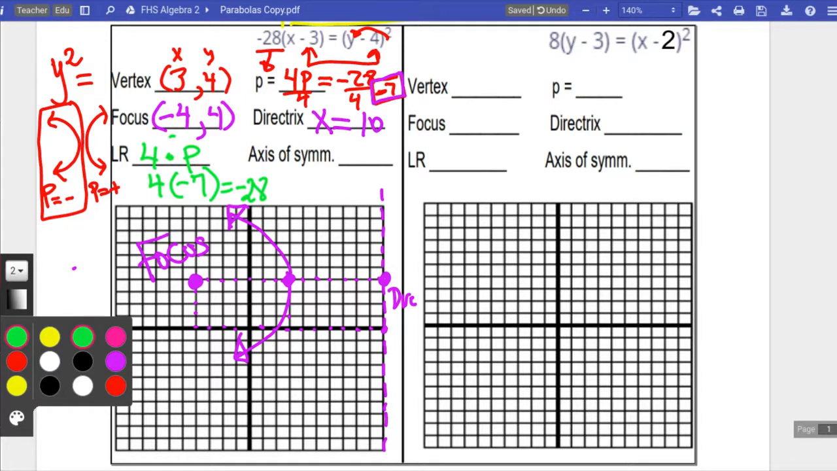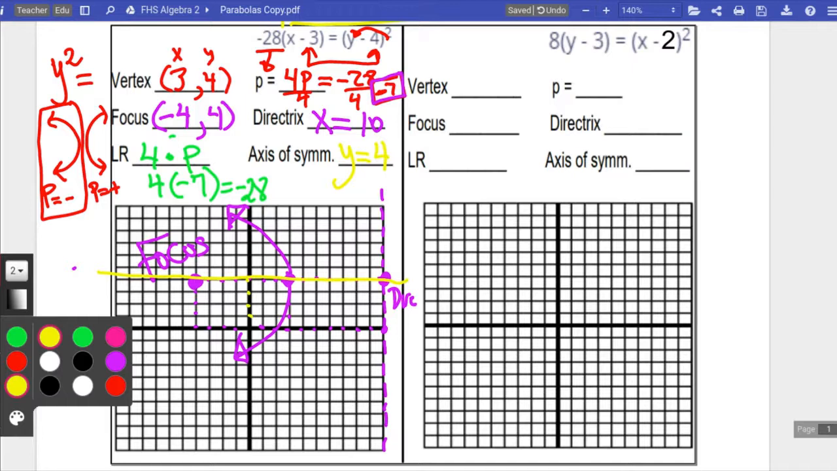The axis of symmetry is the line that passes through the vertex. So I need to draw a line passing through the vertex. Notice I drew a flat line like that, so that would have to be y equals 4. Pretty much I'm done with number 1. Let's move on with number 2.